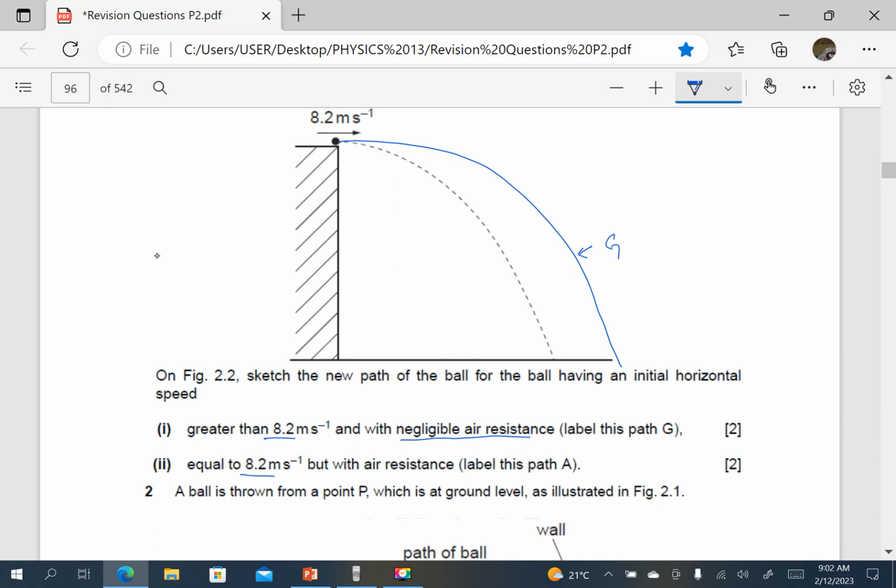Then the speed is equal to 8.2, but with air resistance. If the speed is the same as 8.2 but there is air resistance, then the ball will fall closer to the wall. The ball hits the ground at a steeper angle. So this will be somewhere here, closer to the wall. They said label this path A. Okay.